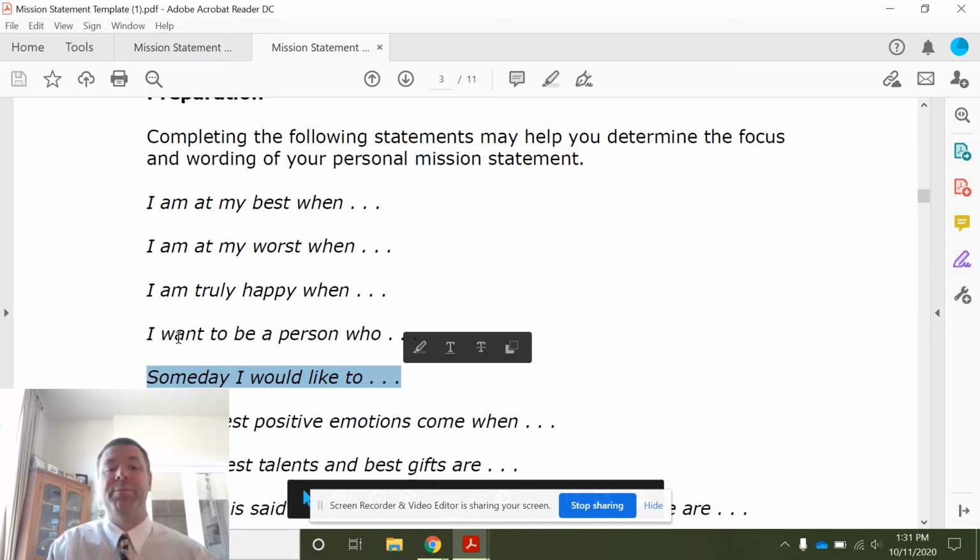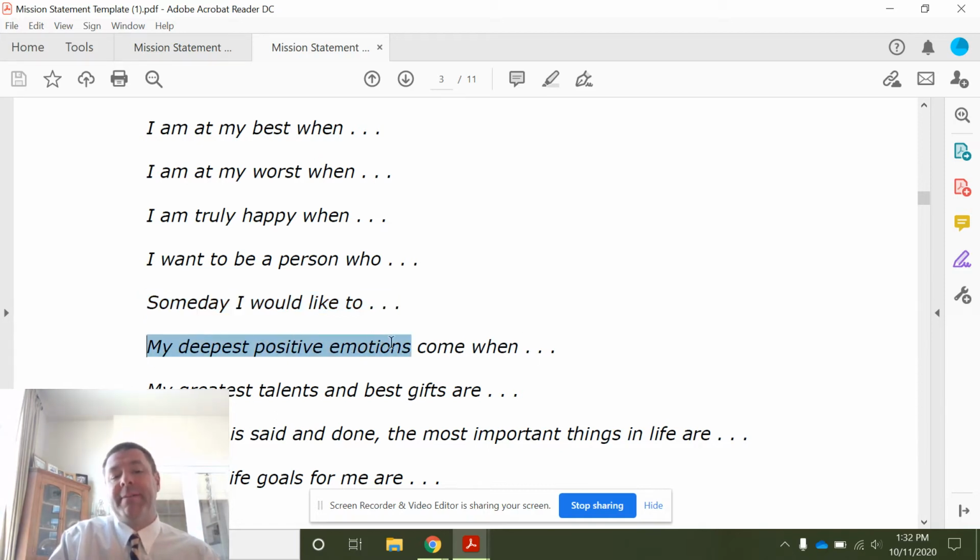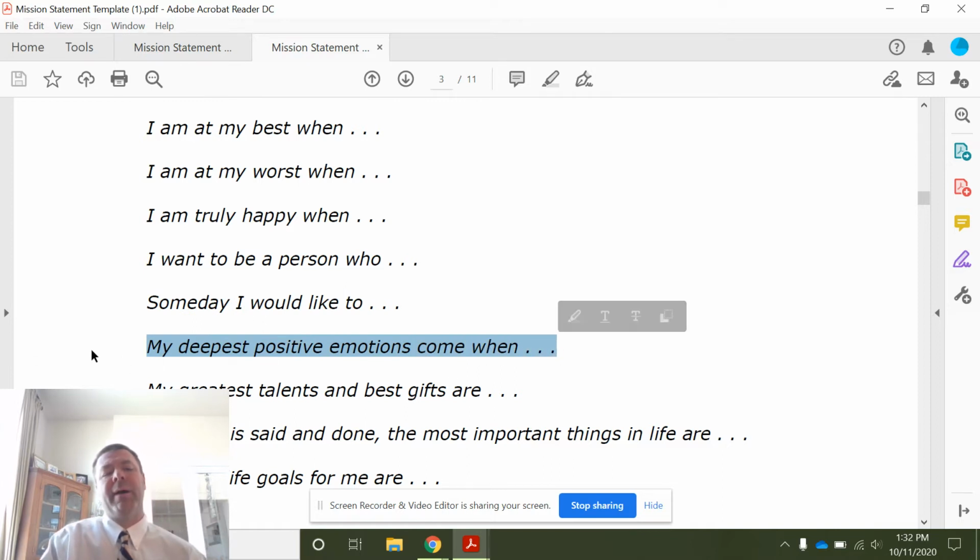Someday I would like to be able to possibly teach full time, maybe even remotely at the university level. That would be one of my dreams. My deepest positive emotions come when I am around my wife and family, and I'm able to bring all of the little tidbits of knowledge that I've acquired over the years into their lives and help them in their journey as well.